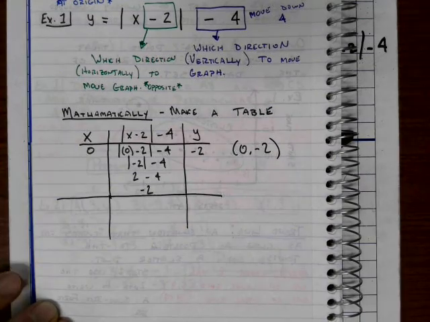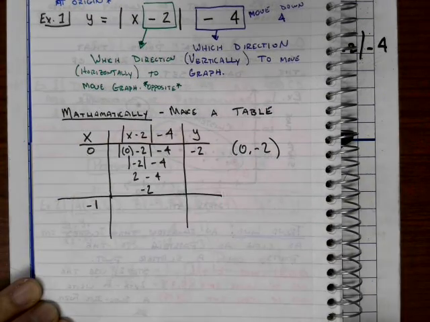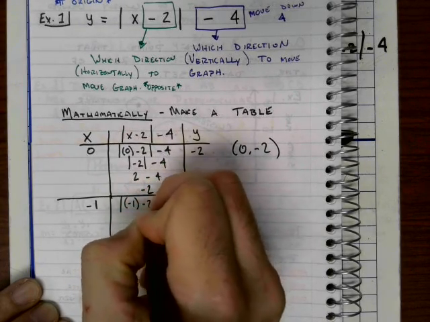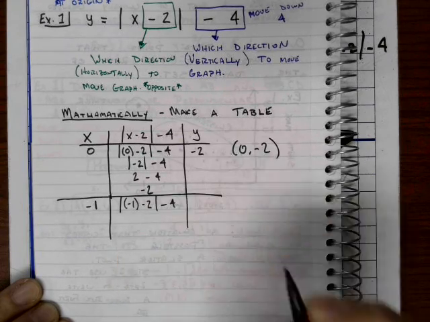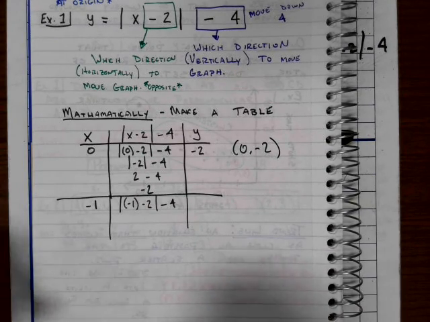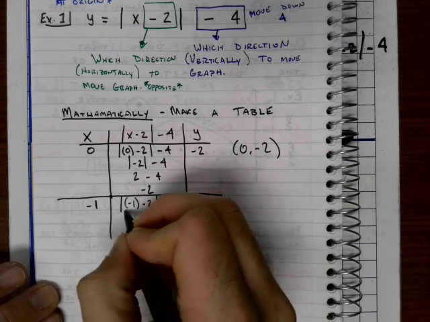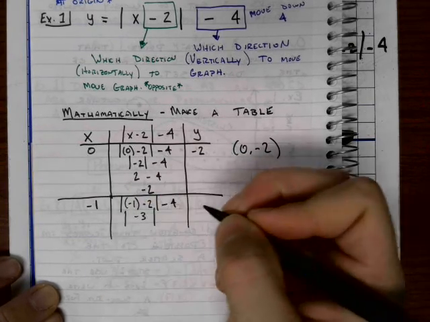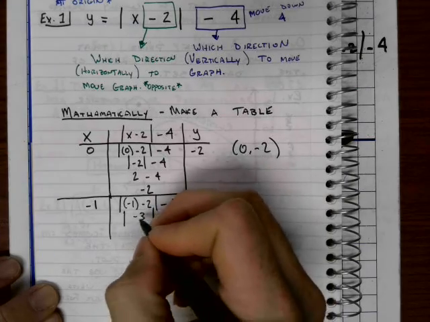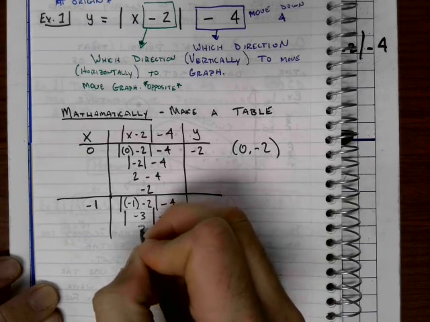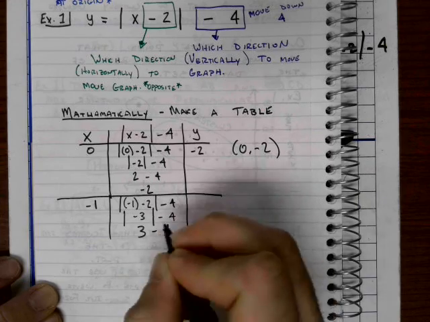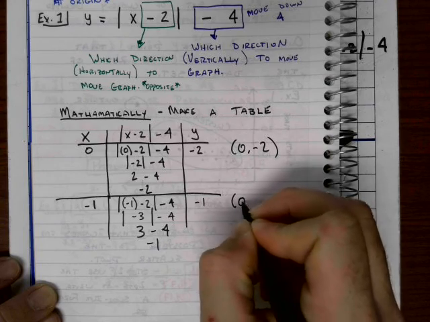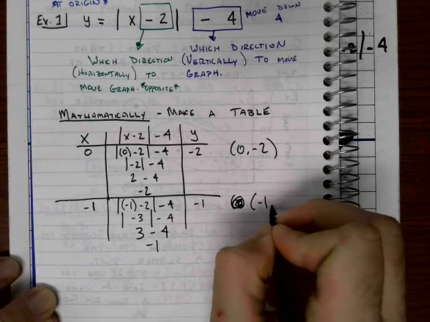Let's do another point. Say negative 1. We're going to take our equation and sub in negative 1 for x, minus 2, minus 4. So we have negative 1 minus 2 inside the absolute value, which gives me negative 3. Keep change, and then the absolute value we'll bring down. The absolute value of negative 3 is 3. So 3 minus 4 is negative 1. So we have negative 1, negative 1.